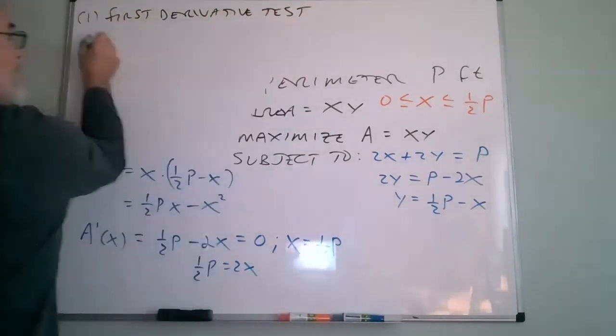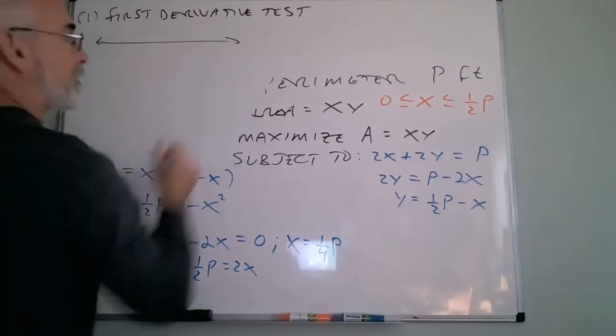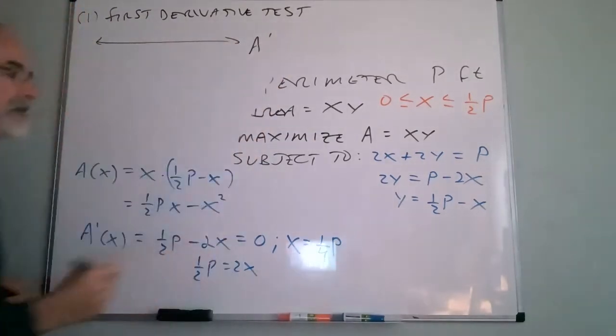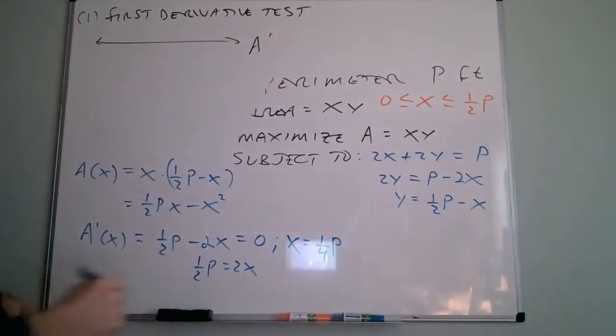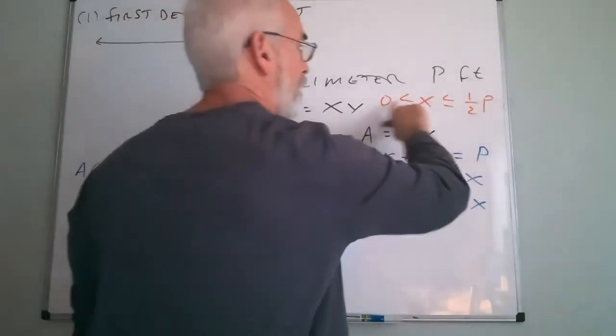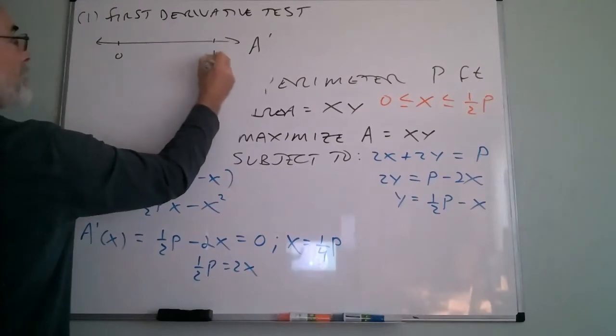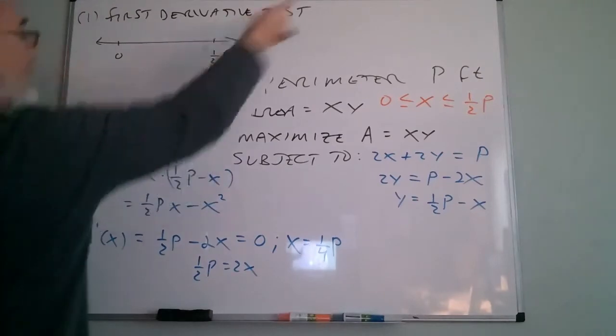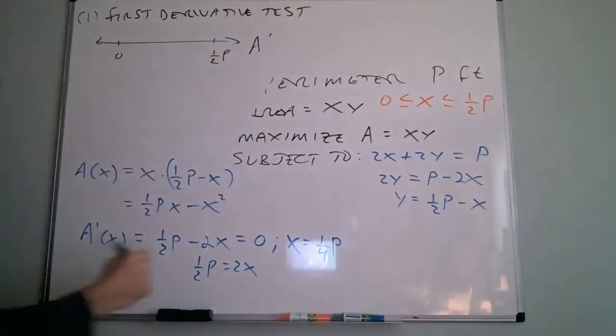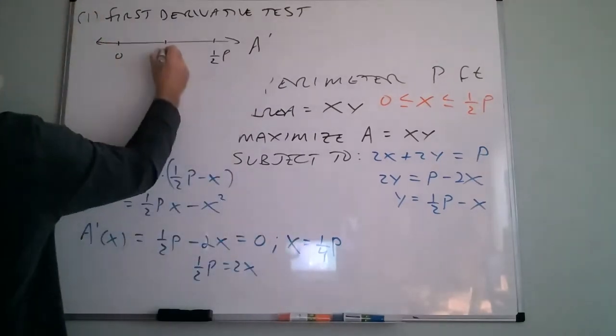So the first derivative test means I have a number line, the A prime number line. Now, what numbers must go on the A prime number line? Because it's a closed interval, I actually need the 0 and the 1/2 p, because there's nothing on the other sides of them. I have one critical value, 1/4 p.